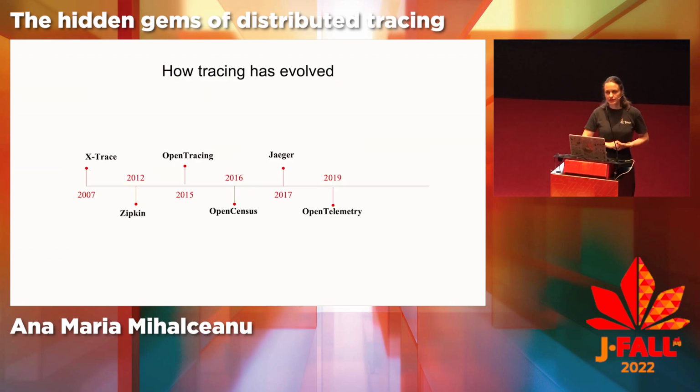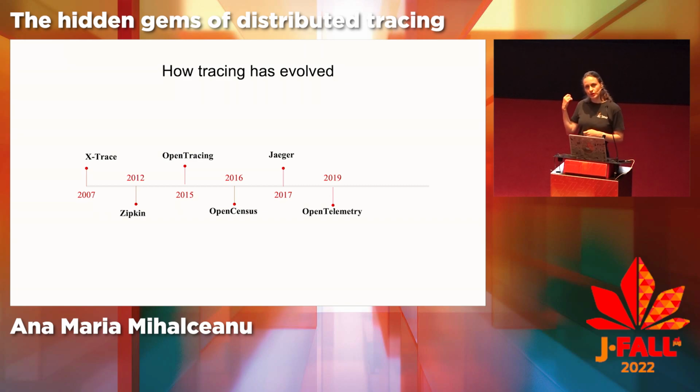Now, how tracing has evolved and why we needed tracing, this is just a small timeline about tracing. From my point of view, everything started with X-Trace in 2007, when microservices were not our primary goal in making systems nowadays. But X-Trace appeared because people saw that requests are traversing a lot of networks, and they needed a way to trace where the transactions are going across networks. So that was the first one.